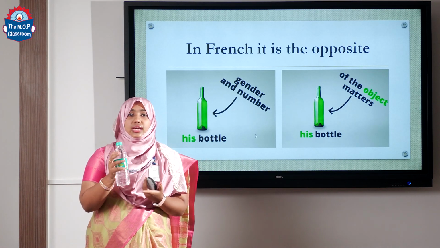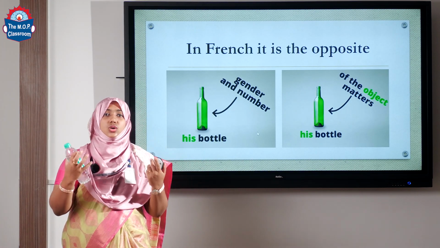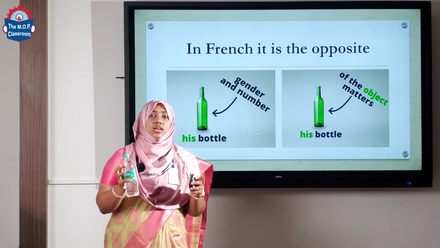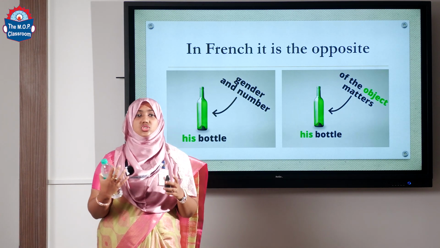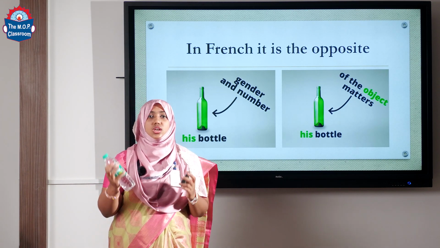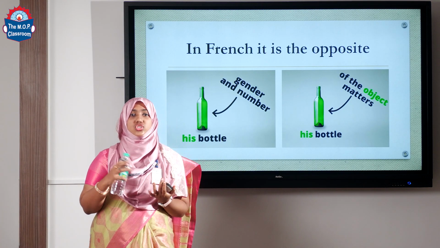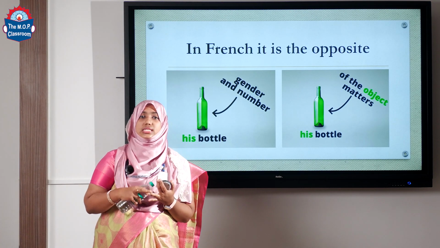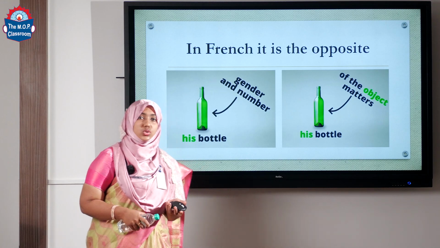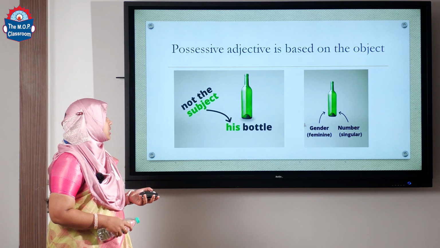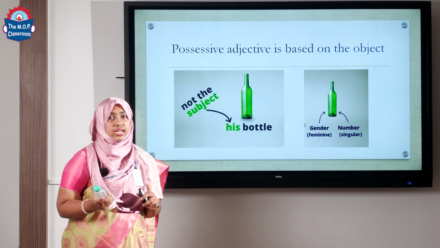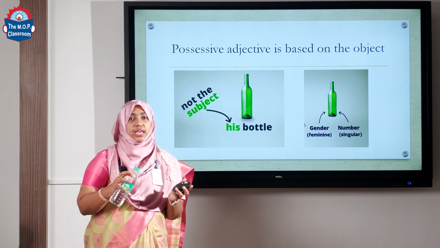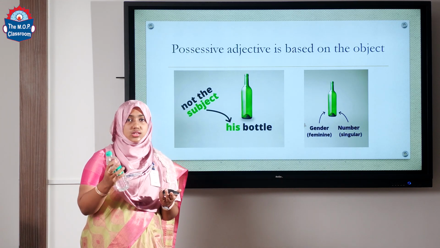Irrespective of the person who is the owner of the bottle, we consider the gender of the bottle. So, we always know that French is a gender based language. For all the nouns, we consider the gender, whether it is singular or plural. Now, let us look into the detail of it. So, the possessive adjective is based on the object, not the subject. Contrary to English, the possessive adjective is based on the object that is owned.